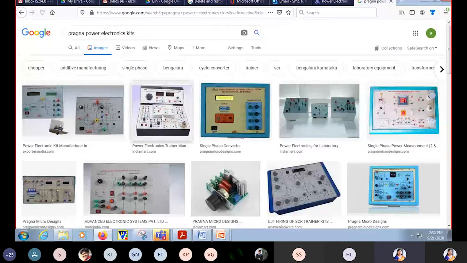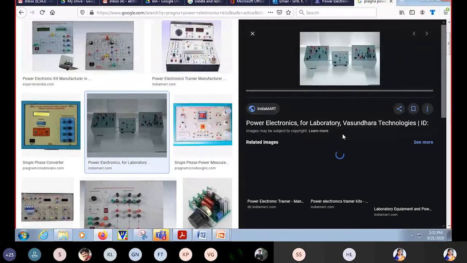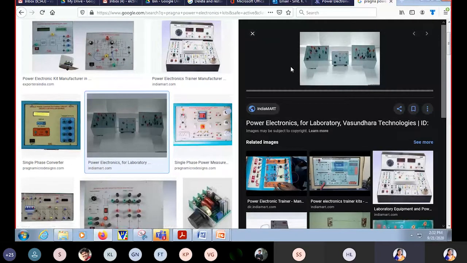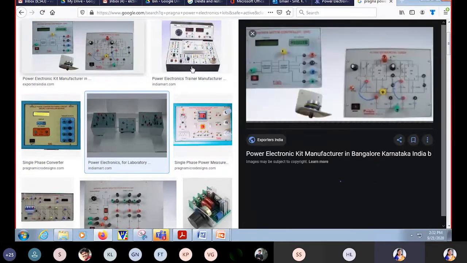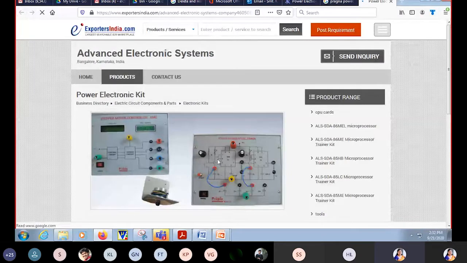Okay, we'll be having a kit, this one, the same thing we have in our laboratory. Like this we will be having the kit. Let me open it. I hope you can see, right? You are able to see the screen, right? Yeah, the kit will be something like this.